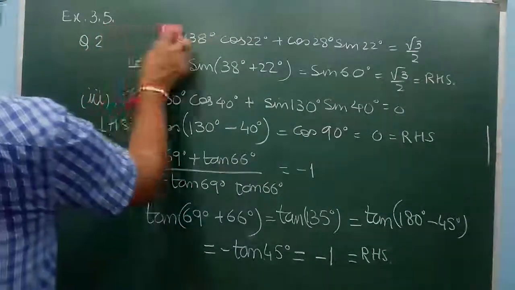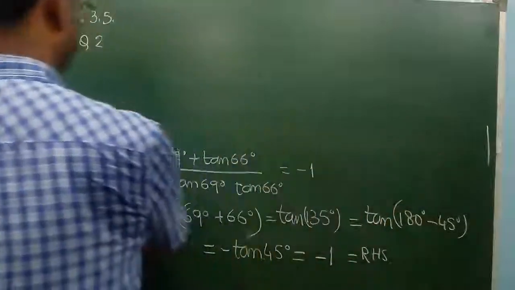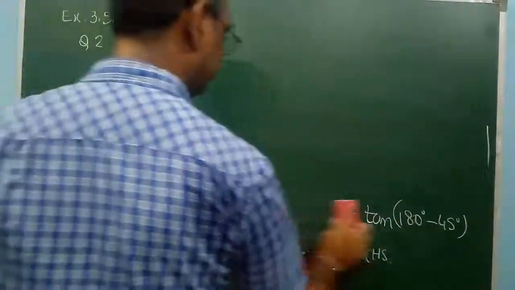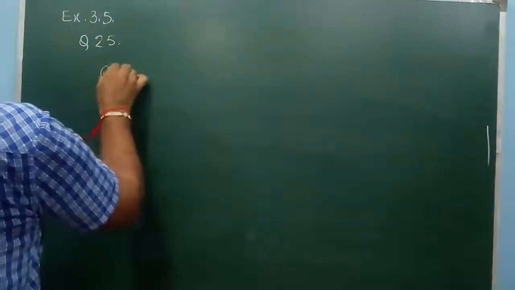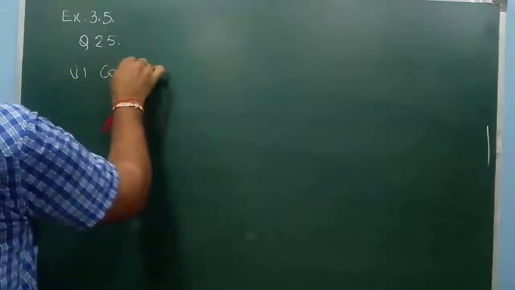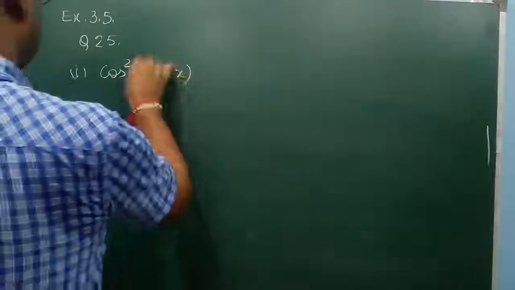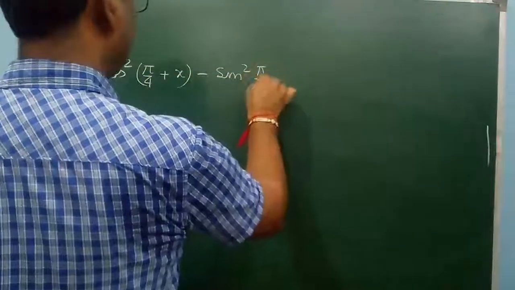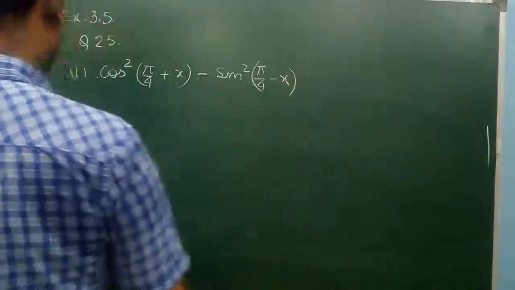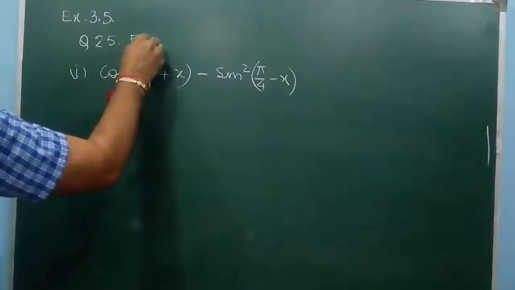Now see the 25th question. Here the question is, first part is cos square (pi by 4 plus x) minus sin square (pi by 4 minus x). We have to find the value of this. Here it is evaluate.